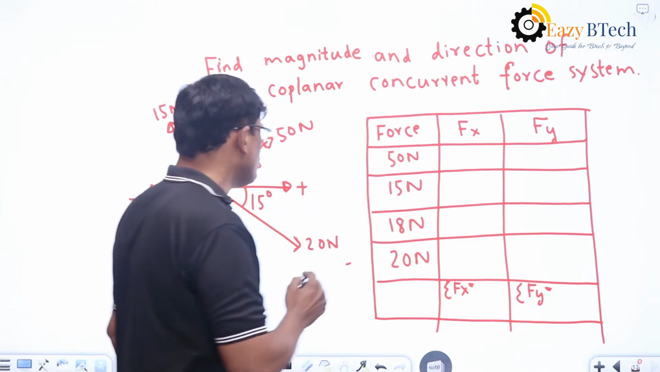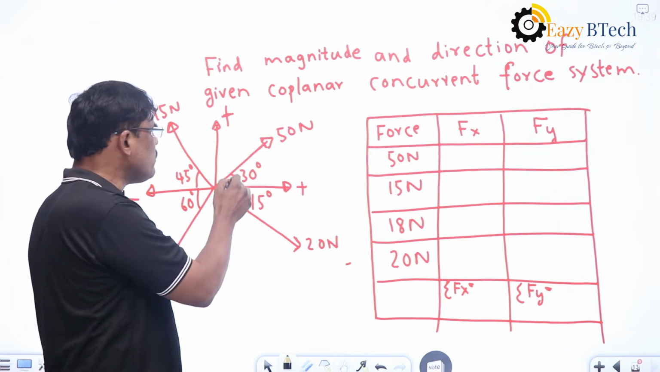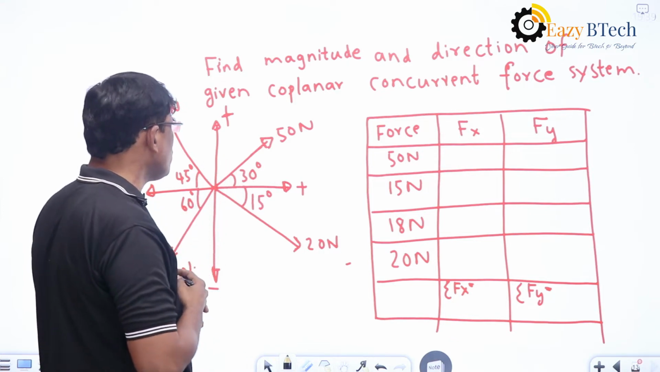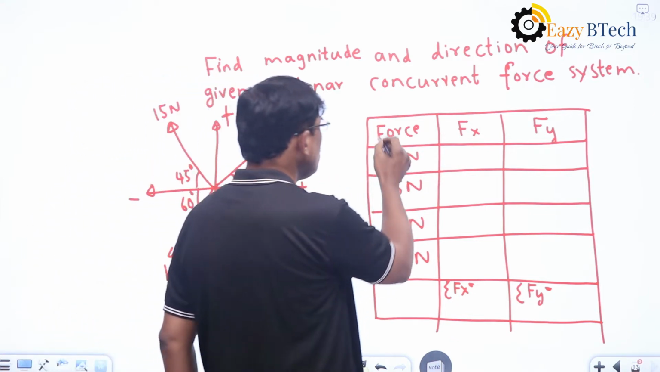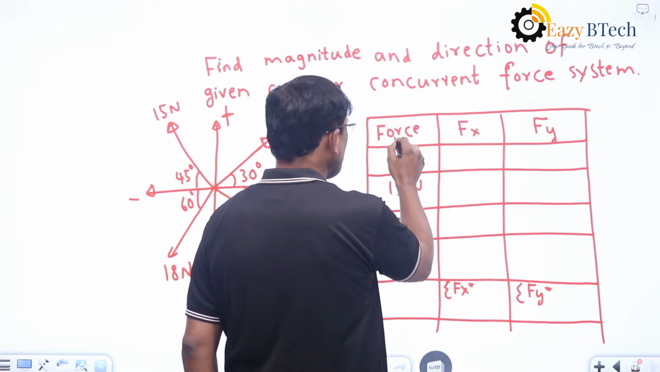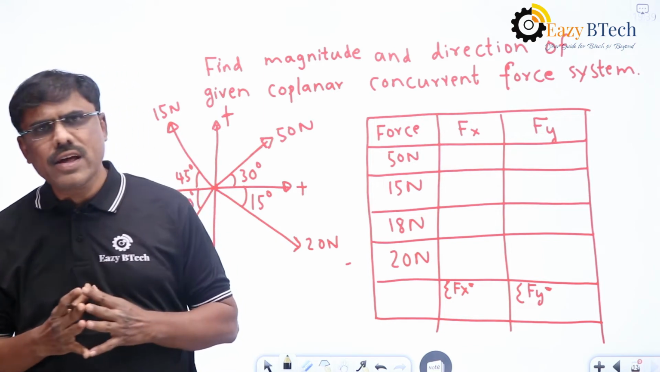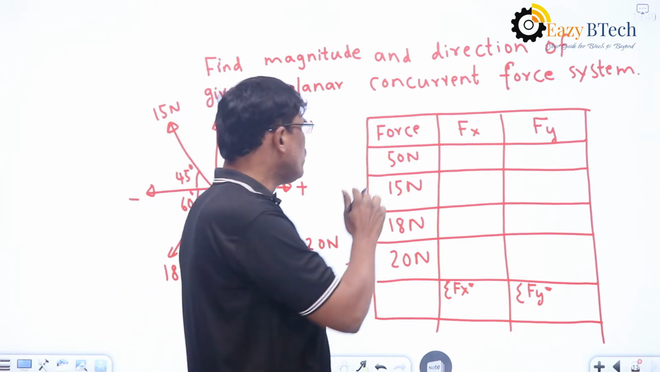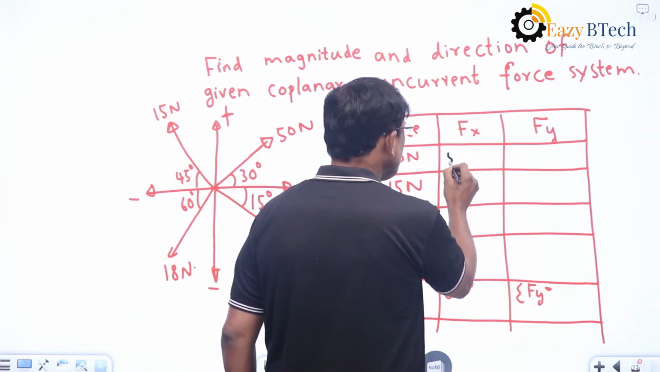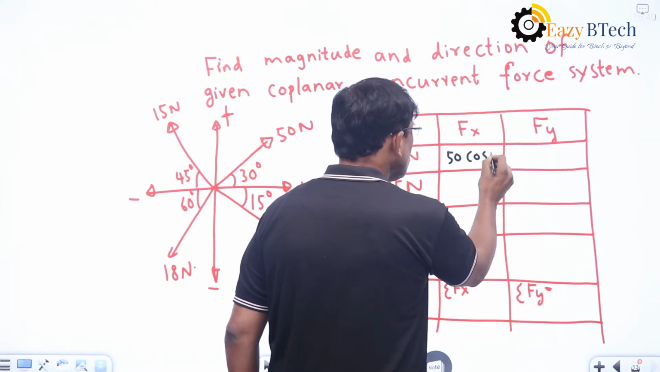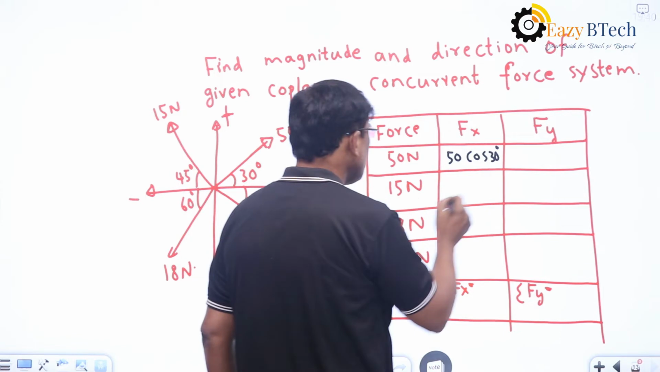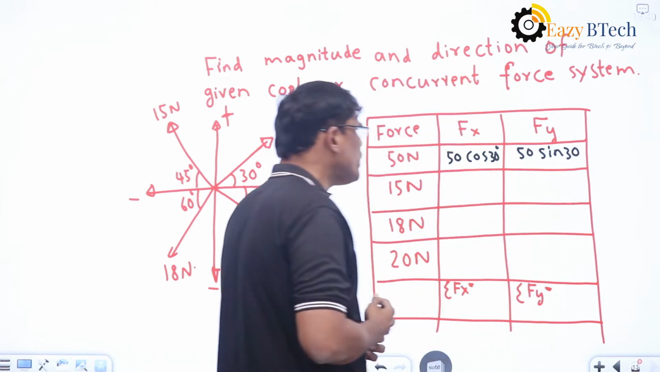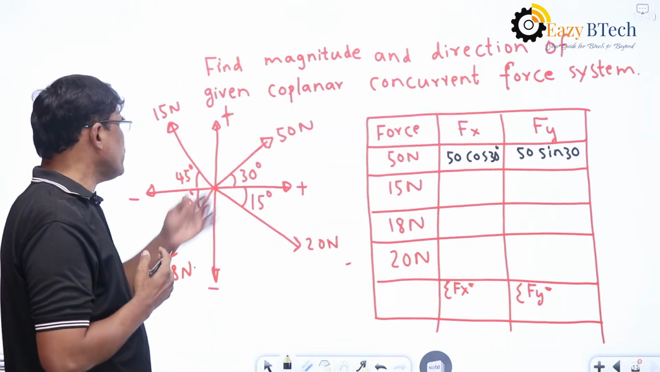When I took the 50 newtons, I told you that when a force is making an angle with the x-axis, the x component is always the force multiplied by the cos of the angle. So first you draw a table. The first column is force, the second column is Fx, and the third column is Fy. This force table is to be drawn. For 50 newtons, the Fx is 50 cos 30 degrees, and Fy is 50 sin 30 degrees.